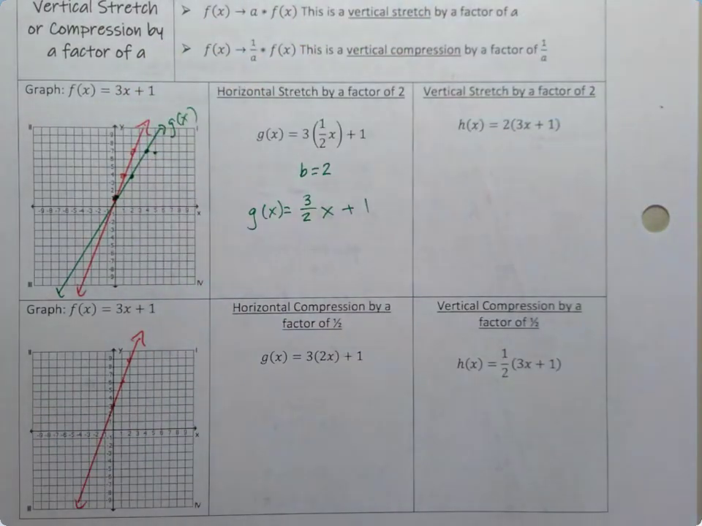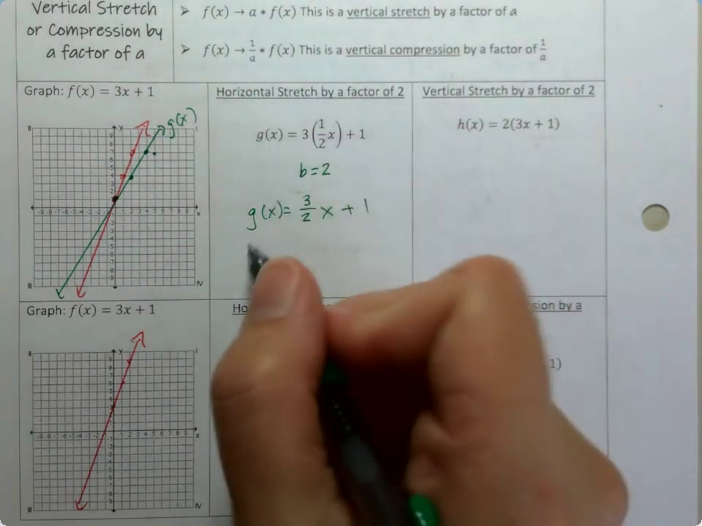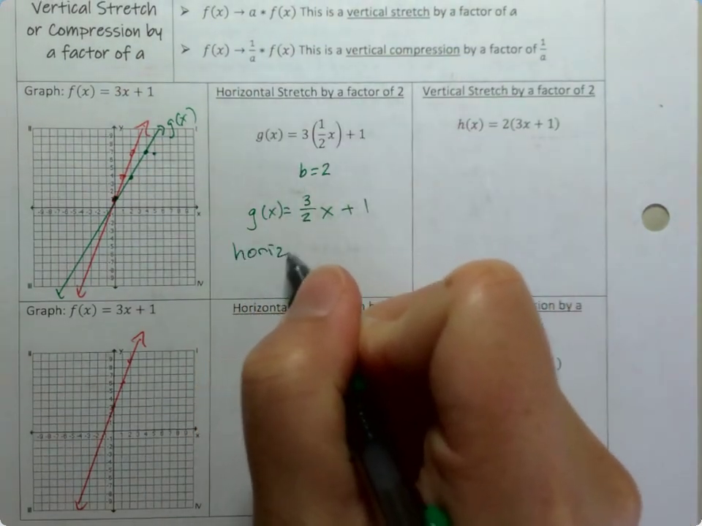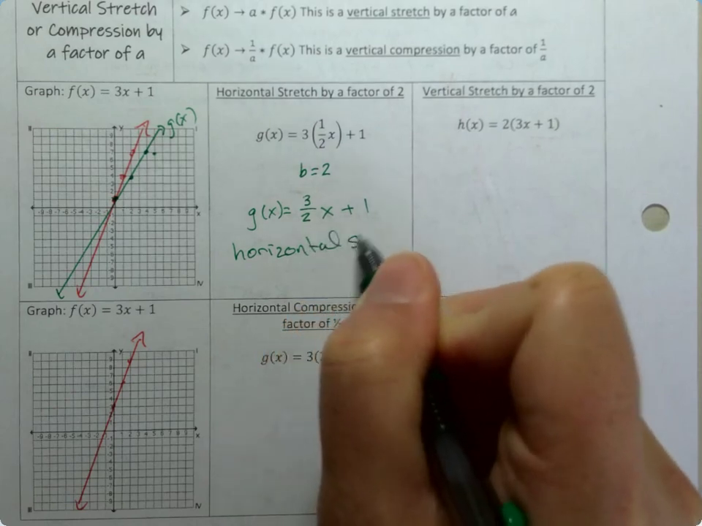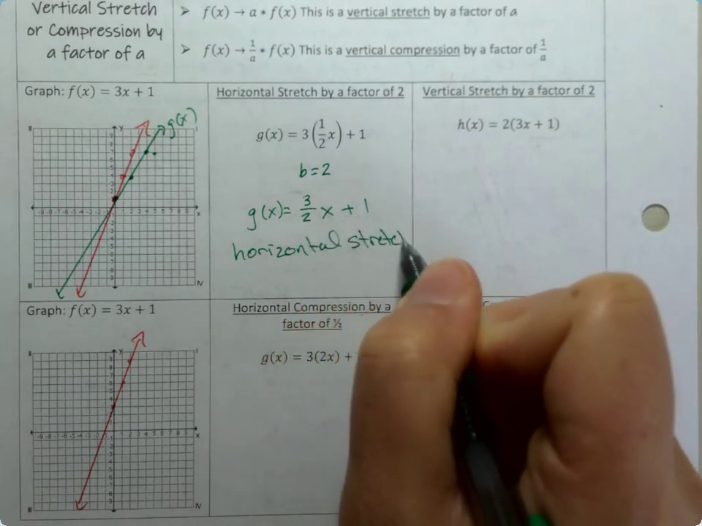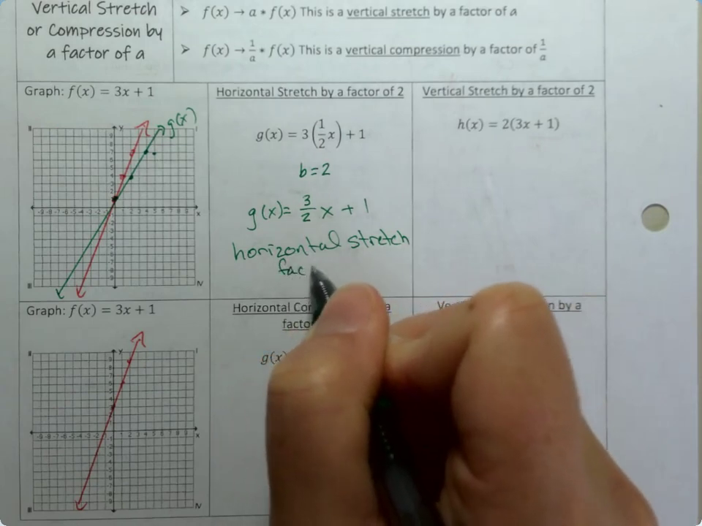Okay, we'll deal with that later. All right, so this has a horizontal stretch, and the factor is like a scale factor, factor of 2.